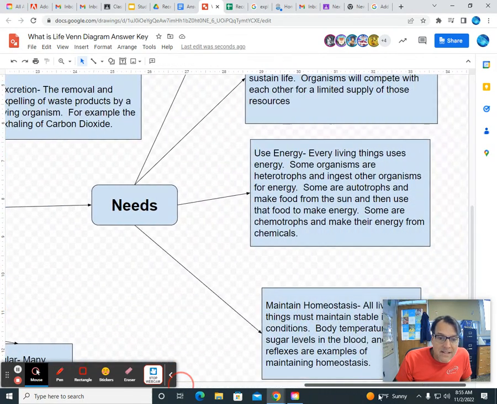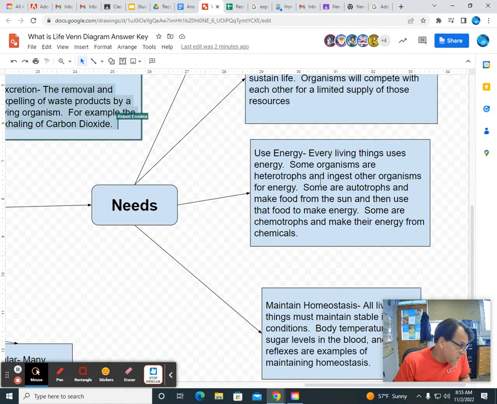So in addition to these characteristics, we have needs. The four basic needs, one of them is using energy. Every living thing uses energy. If you're a heterotroph, you ingest other organisms. If you're an autotroph, you make your own food. Regardless, you make the energy from that food, right? Oxygen, glucose, you respirate, and you produce ATP, adenosine triphosphate, once again. And you also release water and carbon dioxide. Carbon dioxide is expelled, water is reused.